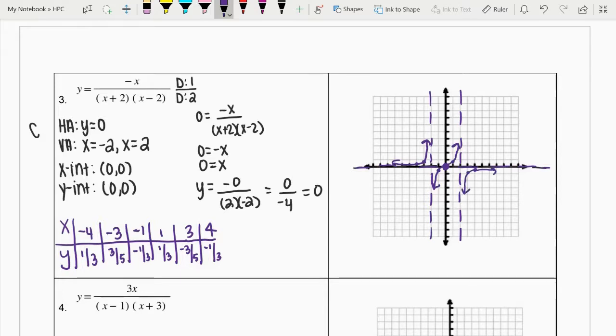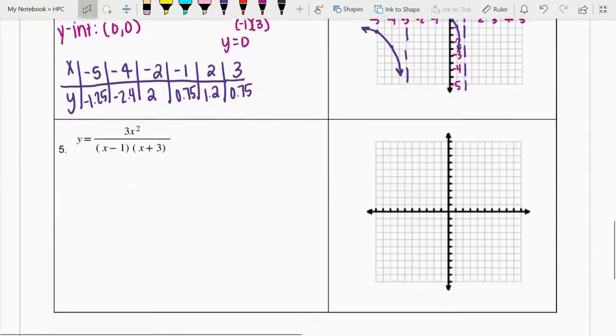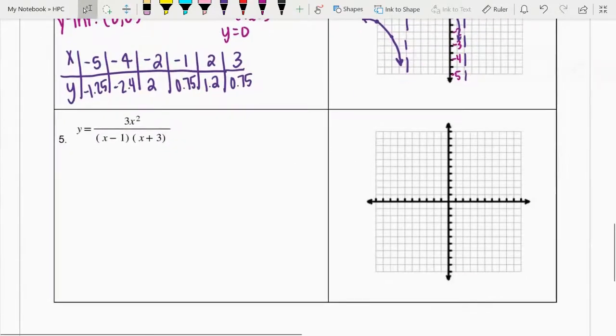Okay, so your graph should look something like that. Moving on to number 5, we have y equals 3x squared over (x minus 1)(x plus 3). So looking at our numerator, we have degree of 2, and looking at our denominator, we have degree of 2 as well. So when they match, that looks like our example A from the beginning. So we are going to be looking for our horizontal asymptote, looking at our coefficients.